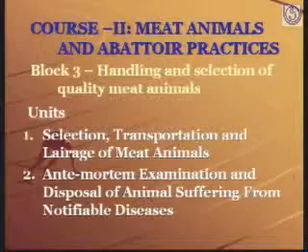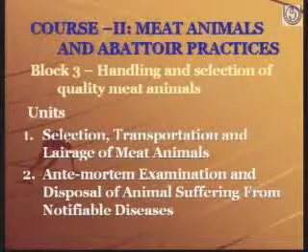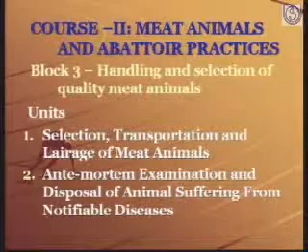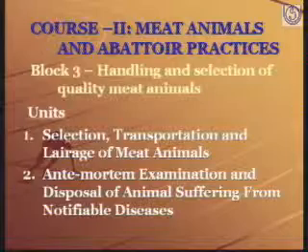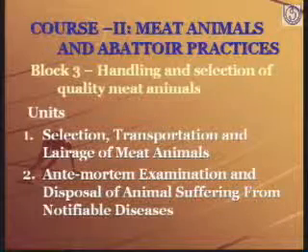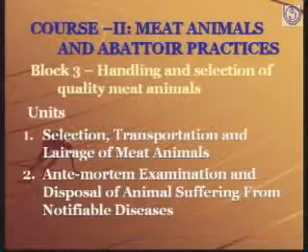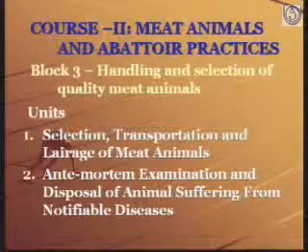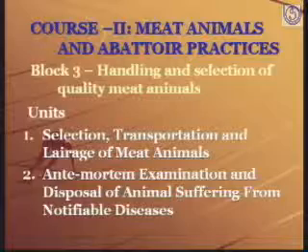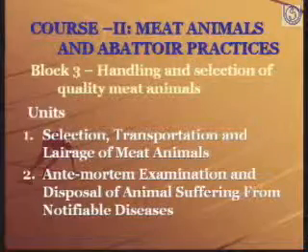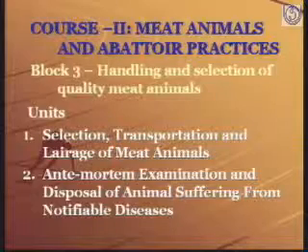After the selection, the animals are transported to the abattoir. The animal may be transported by driving on hoof, by road tracks, by rail wagons, by flight, etc. Whatever may be the mode of transportation, certain things should be kept in mind: the species of the animal, the length of the journey, the time of the journey, the condition of the transport vehicle, the environment around the animals, etc.